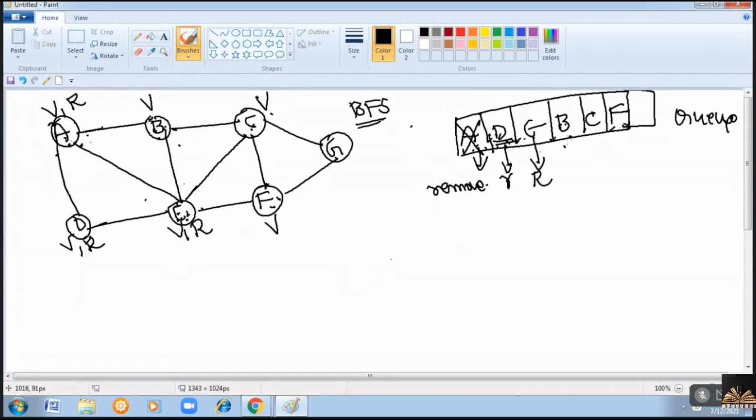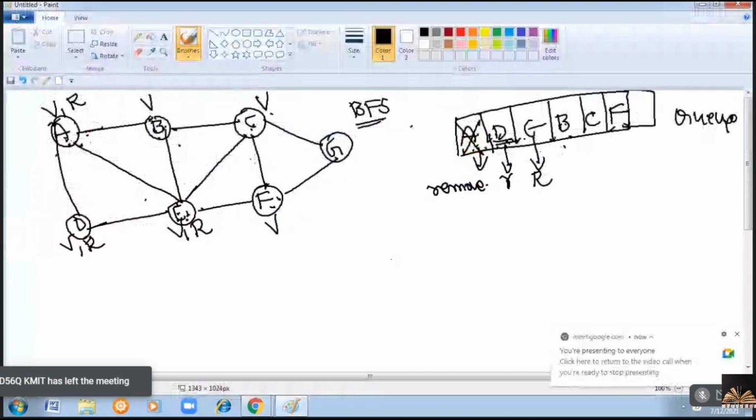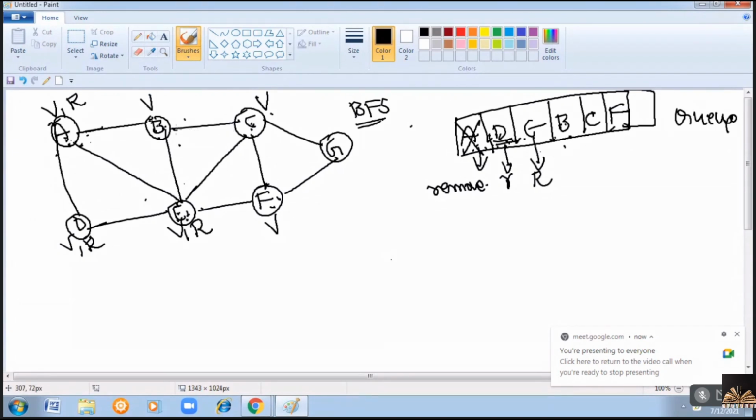Now the next vertex in the queue is B. Consider B. Identify what are adjacent to B which are not visited. So for B, the adjacent vertices are A, E and C. But all three are visited. Therefore, you cannot insert anyone, but you can remove B. Remove B. Clear? Next is C.